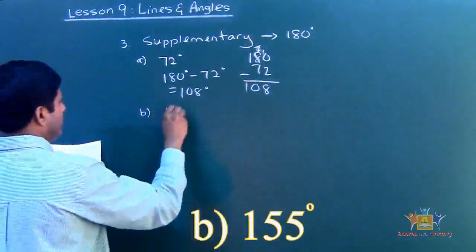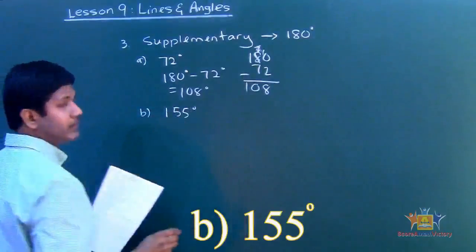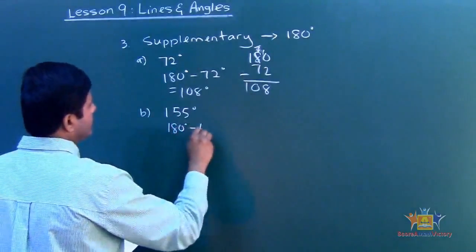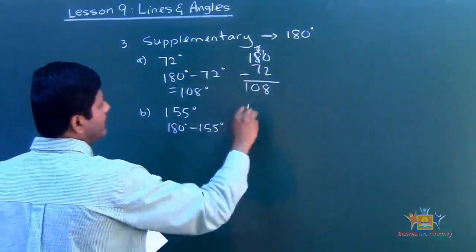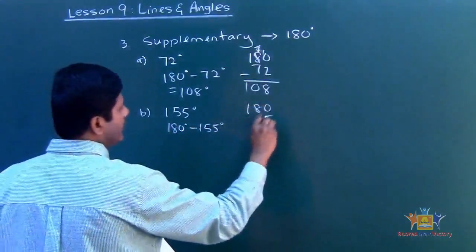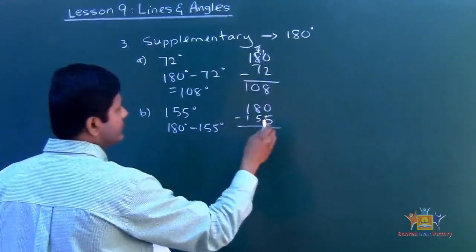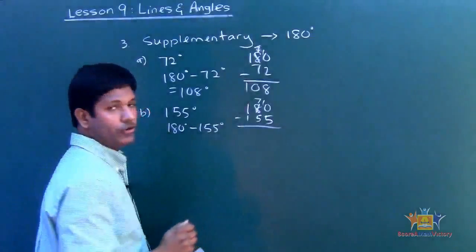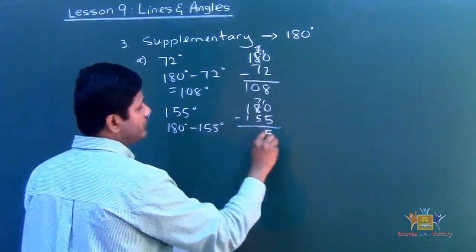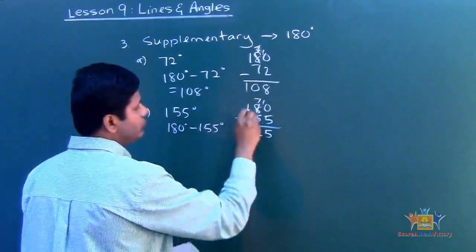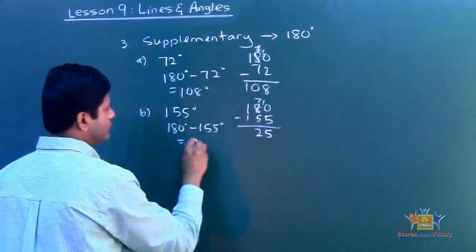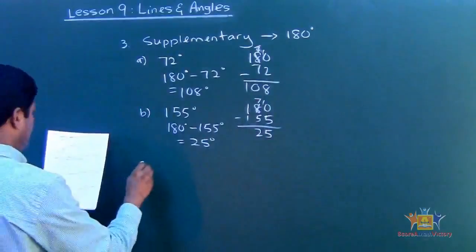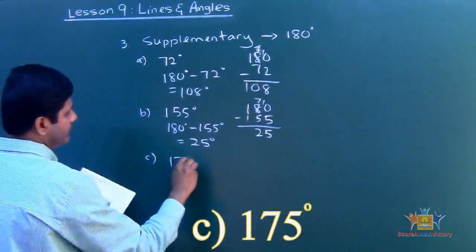So let's do problem B. You're given 155 degrees, and again you're dealing with supplementary. So it's going to be 180 minus 155. Line it up. 0 minus 5, I cannot borrow from 8. 8 becomes 7, 0 becomes 10. 10 minus 5 is 5. 7 minus 5 is 2. 1 minus 1 is 0. That's 25 degrees.